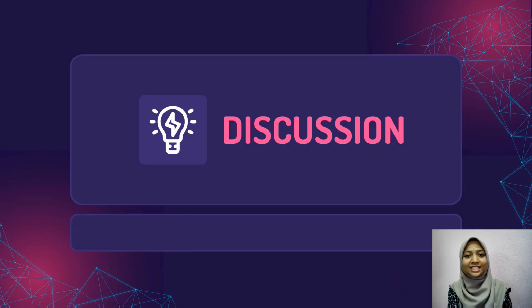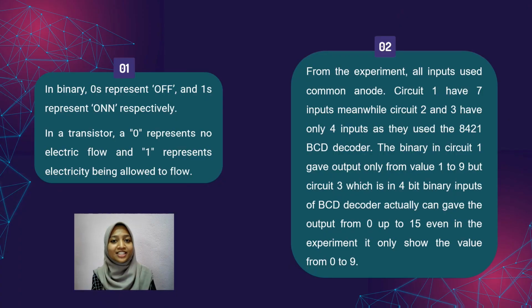Now move on to the discussion. After doing this experiment, I found that it is true that in binary, 0 represents off and 1 represents on, which means in the transistors of the circuit, 0 represents no electric flow and 1 represents electricity being allowed to flow. In this way, numbers are represented physically inside the computing device, permitting calculation. From the experiment, all inputs use common anode.